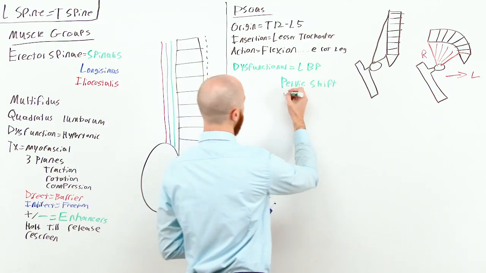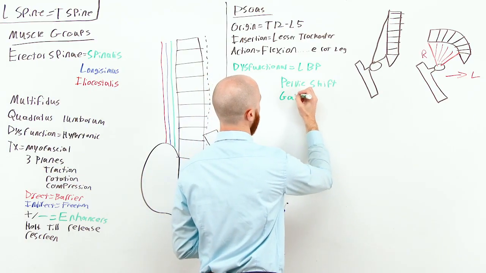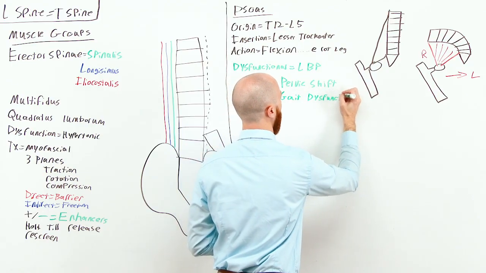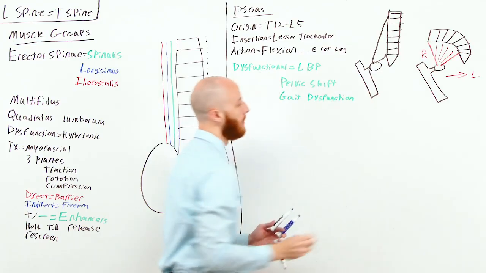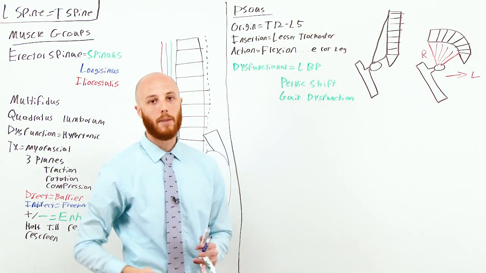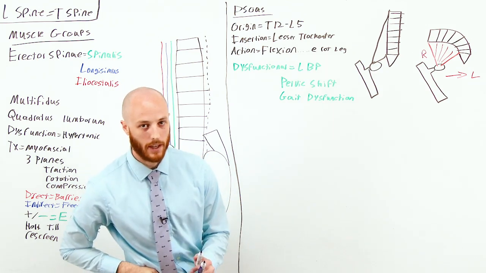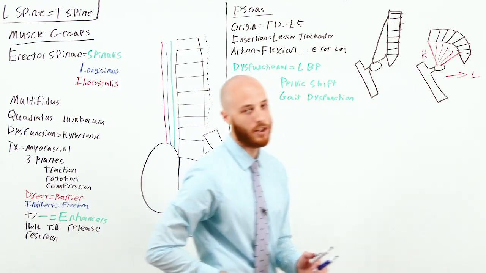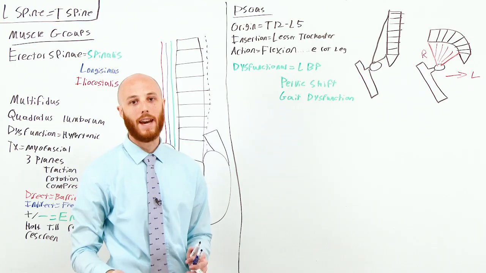Another finding that you may see is gait dysfunction. So as you can imagine, if someone has a pretty severe pelvic shift and they're stuck in this position, when they're walking, they're going to have to compensate for that shift. So they're going to have some sort of gait abnormalities.